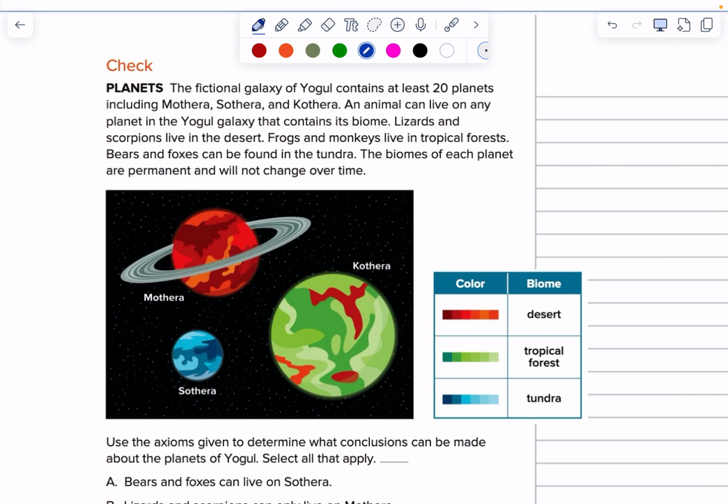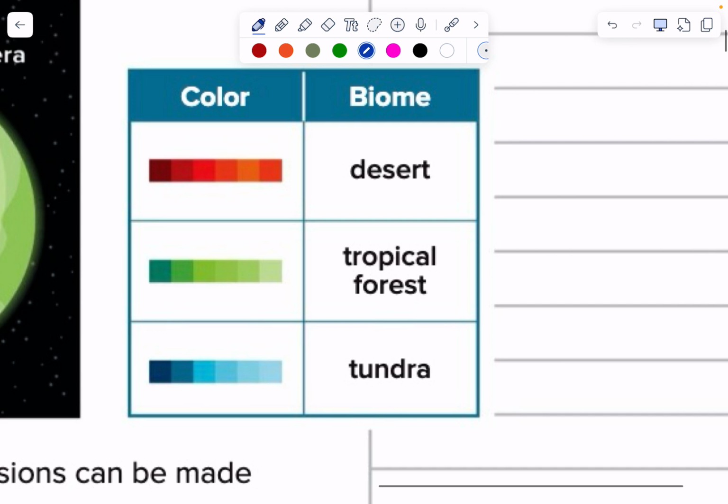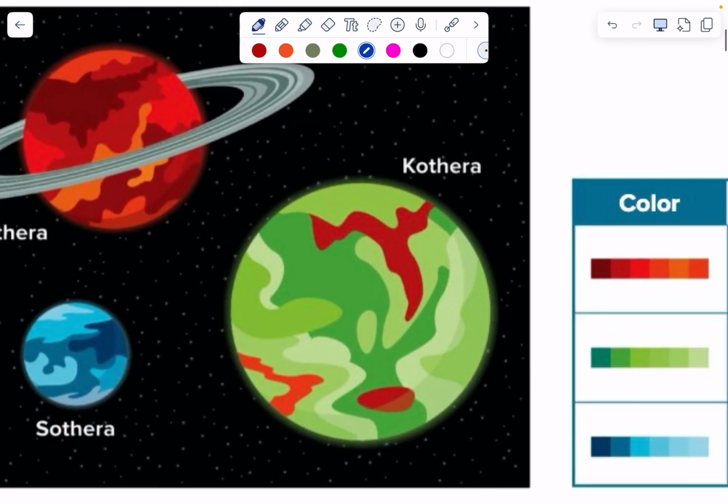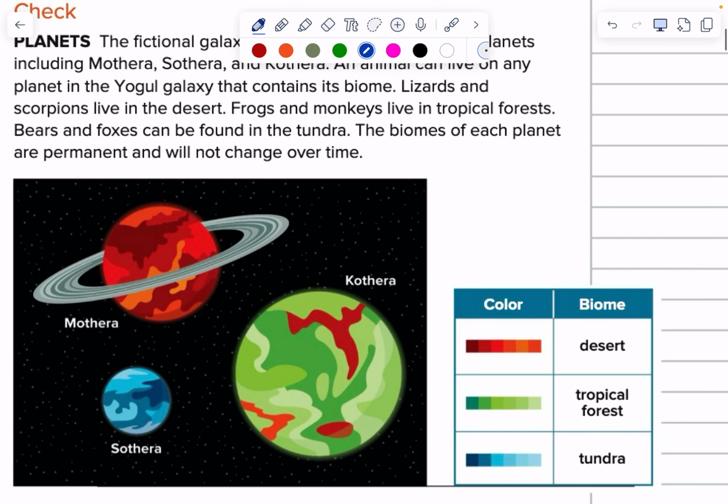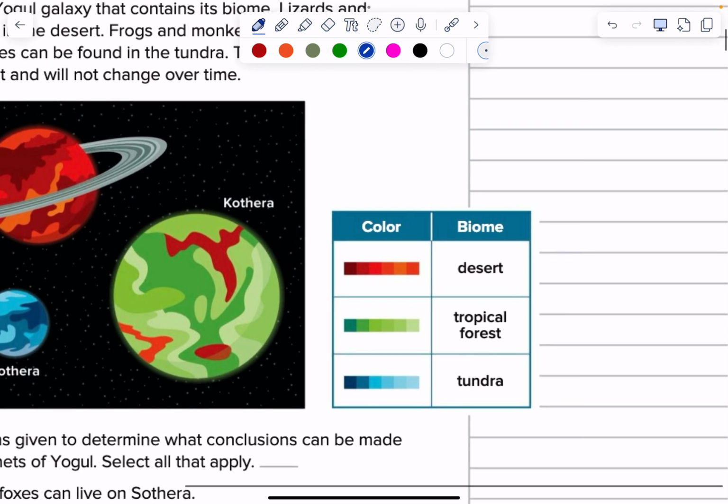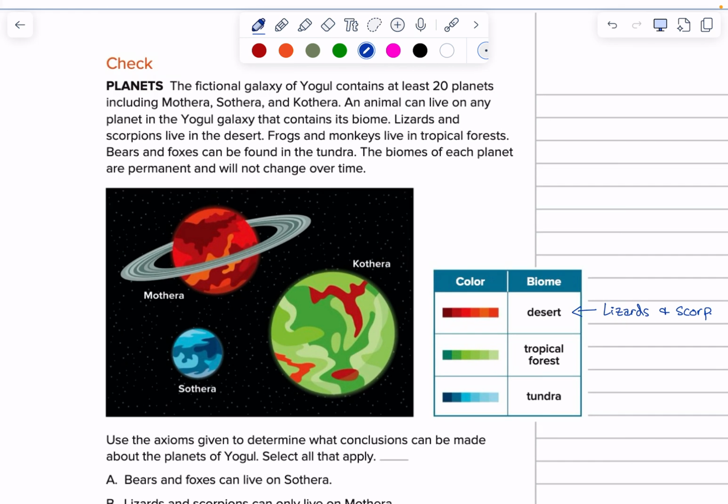Okay, Mothra, Kothra, Sothra. An animal can live on any planet in the Yogel galaxy that contains its biomes. So we've got 3 biomes: desert, tropical forest, tundra. They're color-coded on here. Lizards and scorpions live in the desert. I don't want to have to reread this again, so I'm going to abbreviate, and I have all my information in one spot.